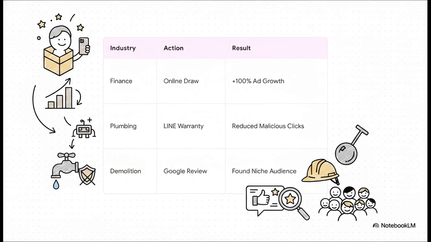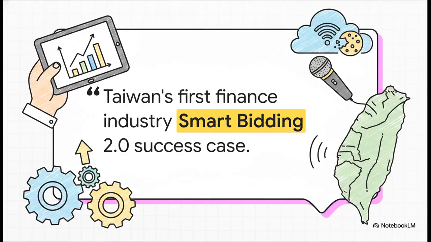Simple actions, dramatic results. In fact, that finance example we just talked about was so successful that JumpAD actually holds the credential for Taiwan's first finance industry Smart Bidding 2.0 success case. This exact case study was even featured as a premier example in a Google Taiwan seminar focused on navigating the cookieless generation. That's a pretty big deal.